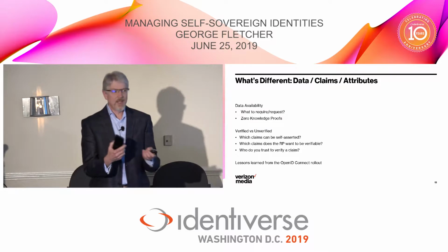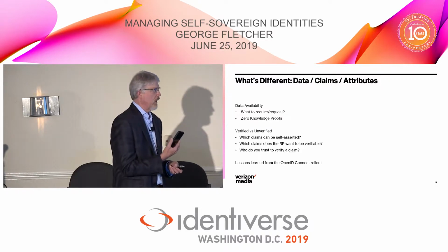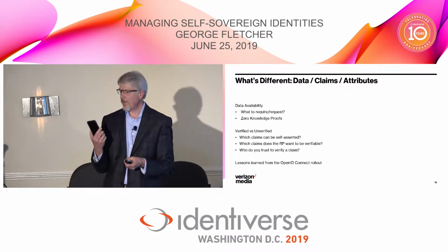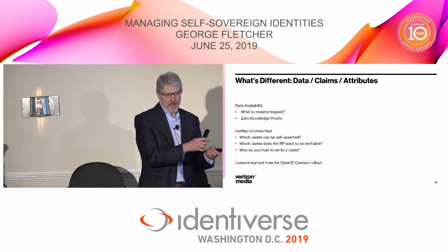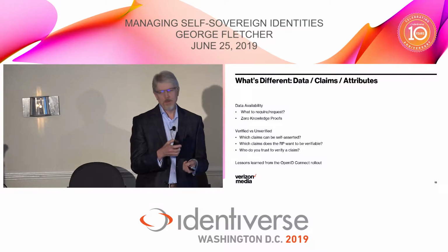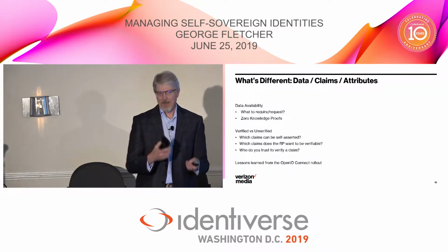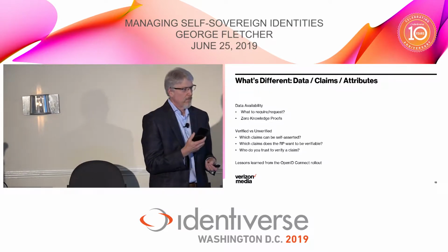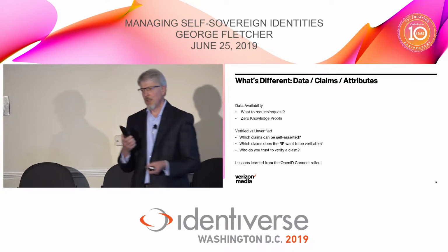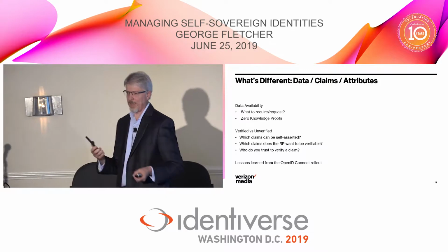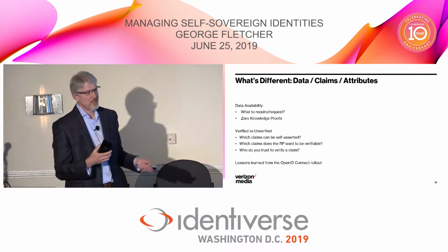I also don't have any idea within the person's wallet whether they have a verified claim or a self-asserted claim. So if I need a verified date of birth, how do I ask for that? And finally, anybody can put a verified claim in the wallet, right? So who do I trust to give me verified claims? So there's another trust element.